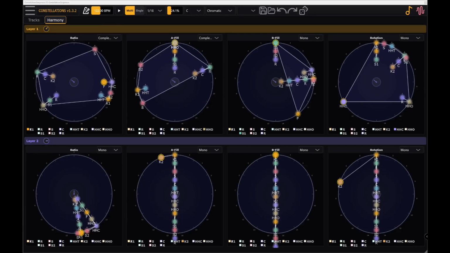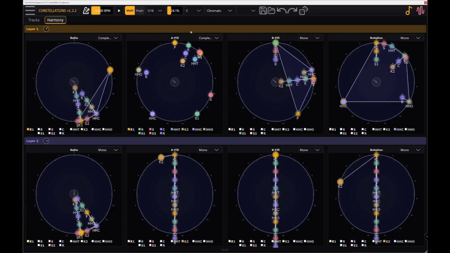The Harmony tab shows a 2x4 grid of 8 circles. Each circle is a parameter that shapes how rhythms relate across your channels. The top row drives layer 1, the bottom row drives layer 2. Reading left to right you have ratio, A fill, B fill, and rotation, and the same 4 controls show up on each layer, so 8 in total.